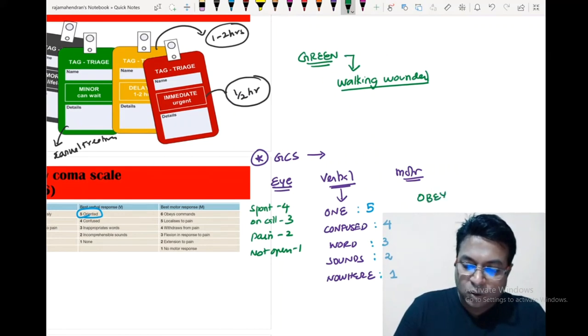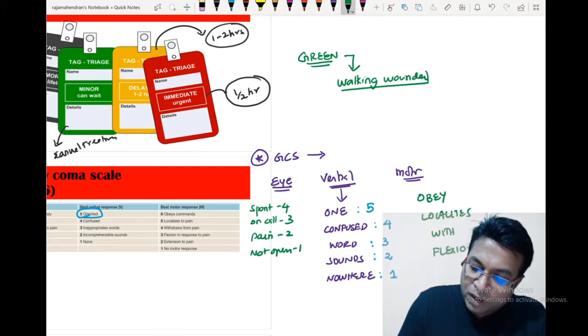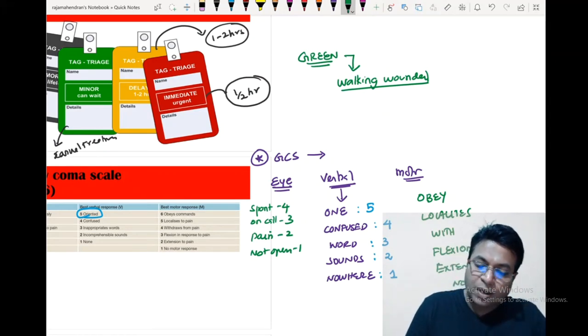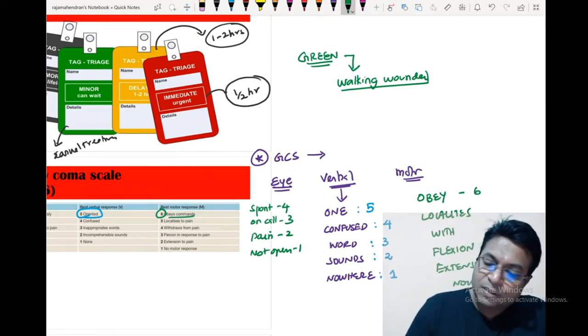The last mnemonic is: obey localizes with flexion and extension now. That's the mnemonic for the last one. 6 points are there for motor. Obeys commands is 6 points.